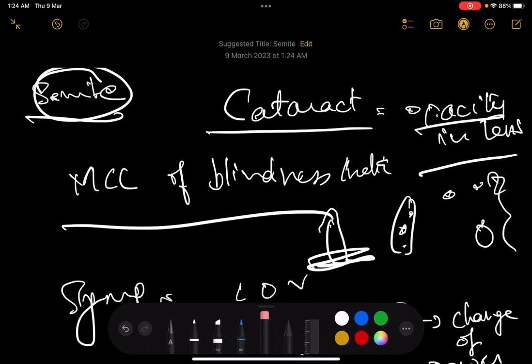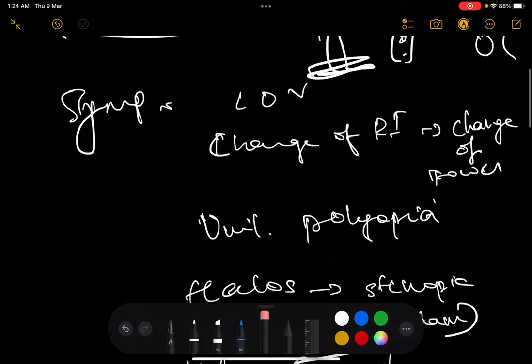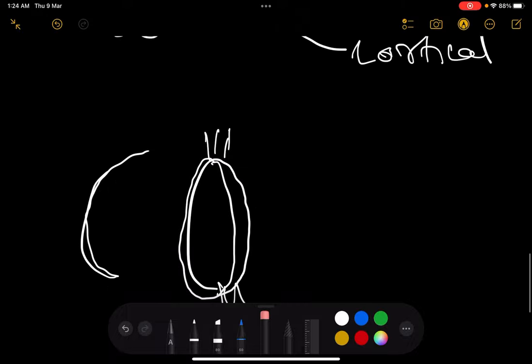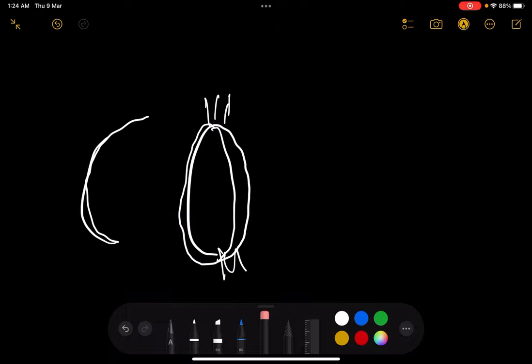Hi. So we're going to talk about cataract. Cataract is basically opacity in the lens. It could be a small, it could be a large opacity. It's one of the most common causes of blindness in India, and we've seen it mostly in our senile age group people. Before we get into cataract, let me just talk about a little bit of the basic lens anatomy.